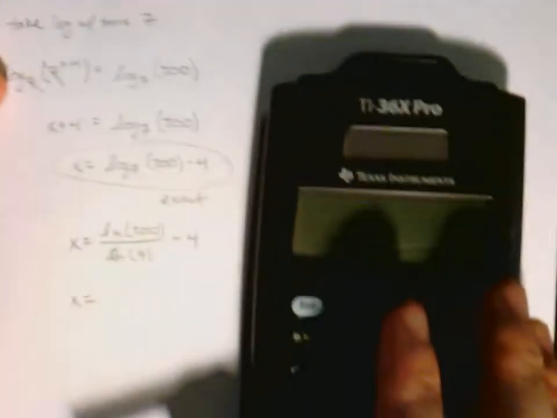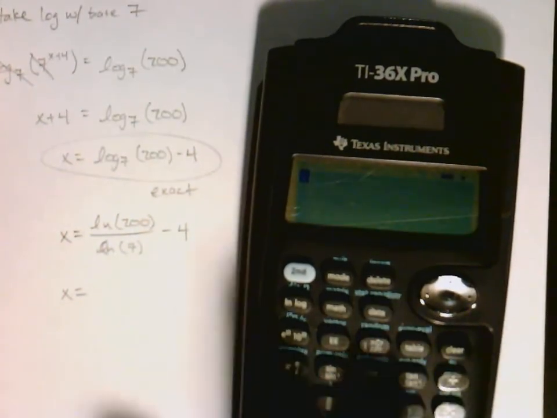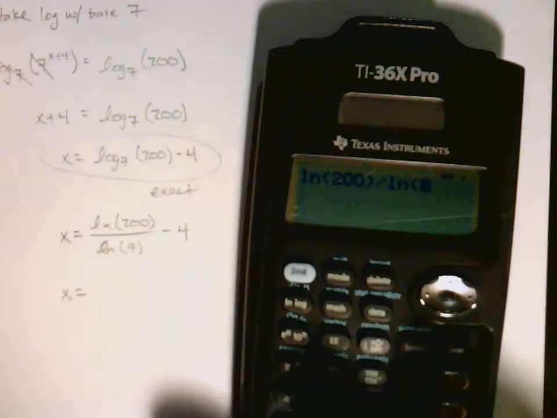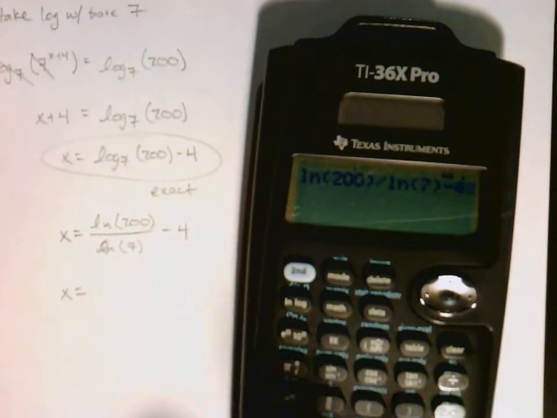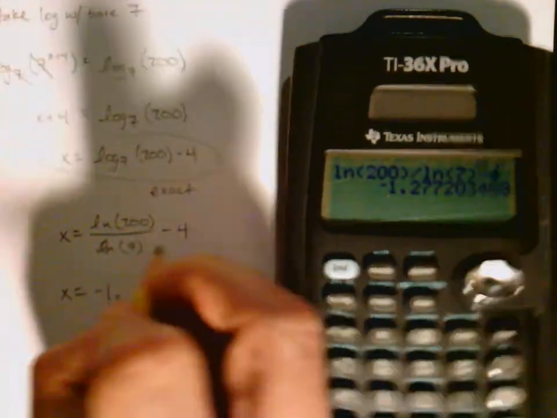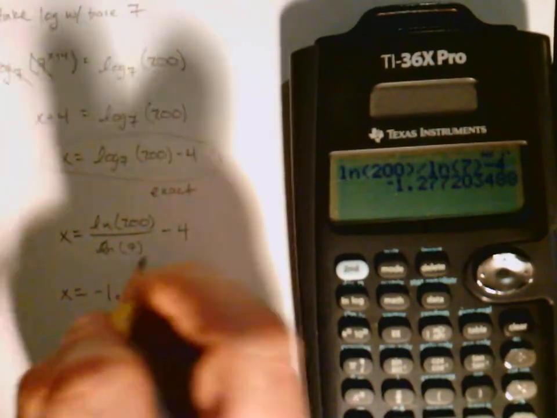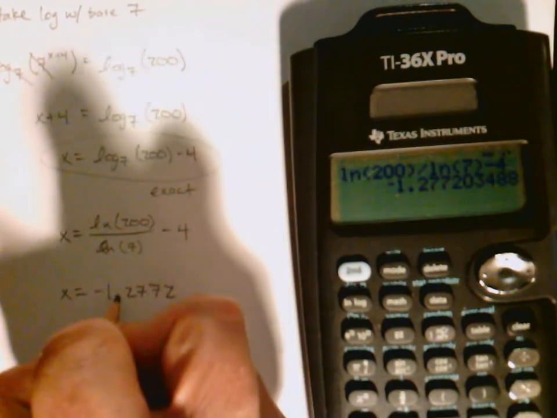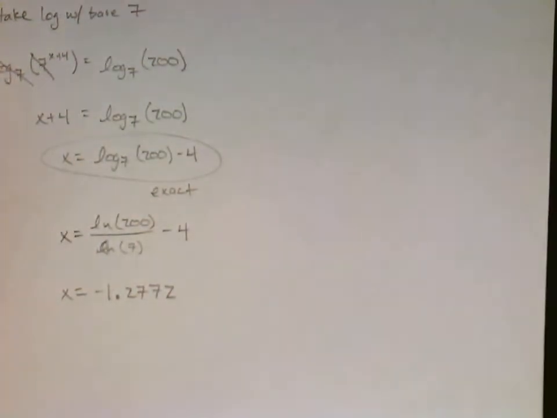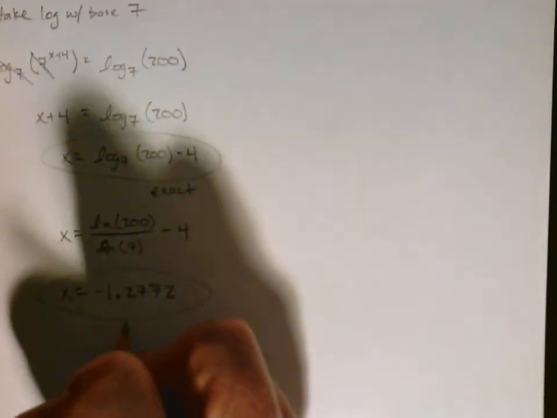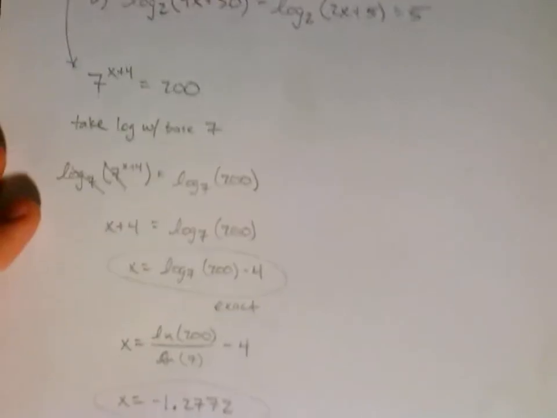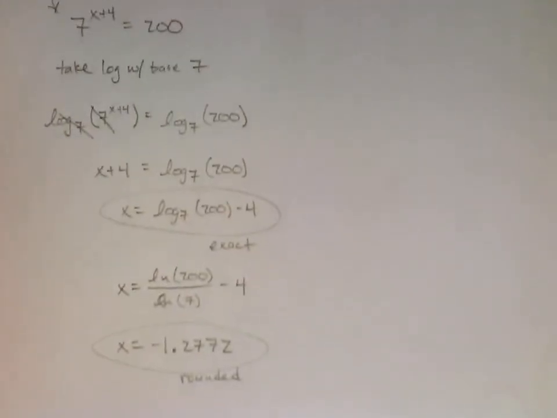And then I'll grab my calculator. Natural log 200 divided by natural log 7 minus 4. Negative 1.2772 when I round it to 4 places. So there's my rounded answer for part A.